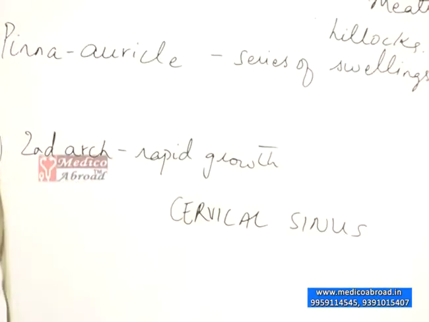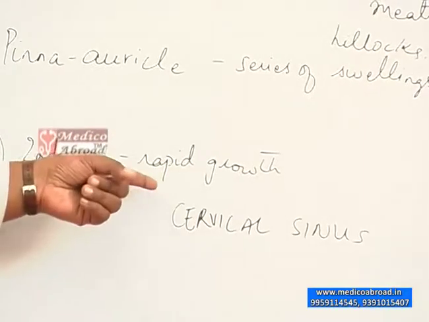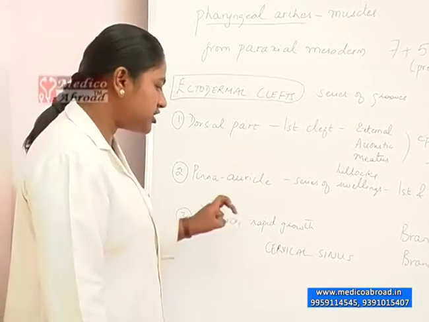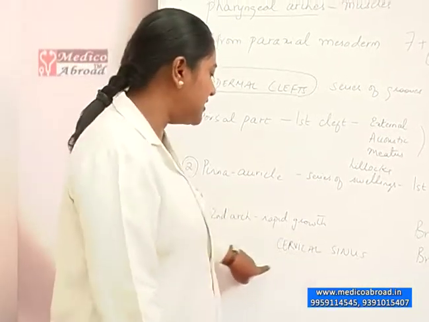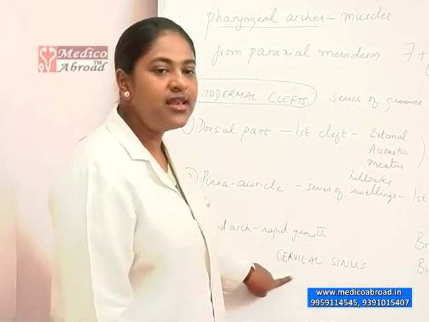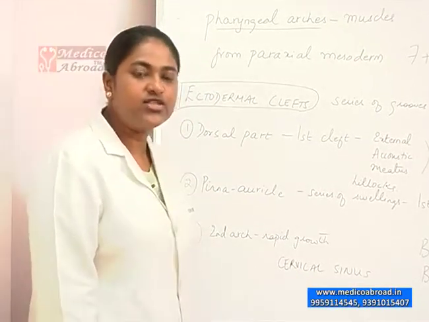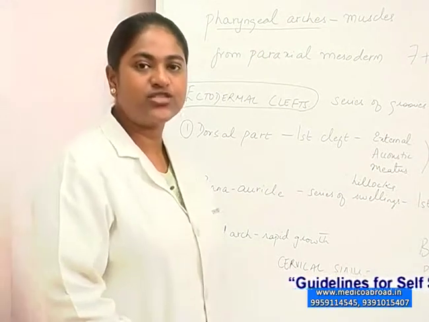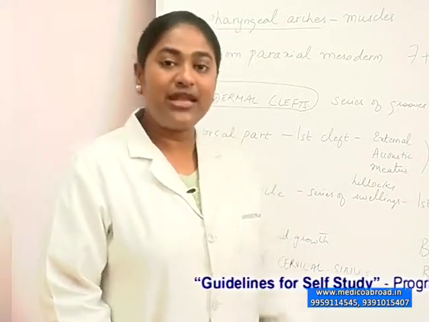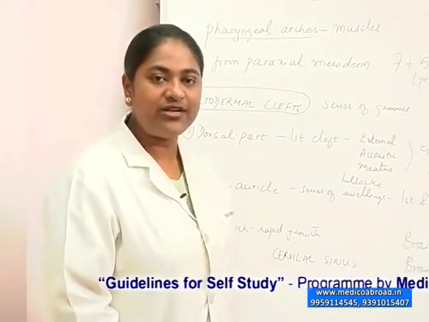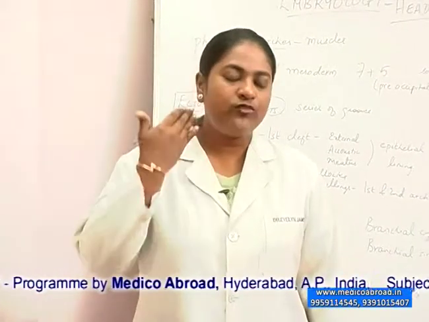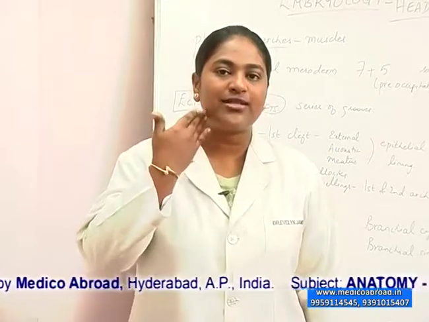There is a space between this hanging overgrowth and the third, fourth, sixth arches, and this space is called the cervical sinus. The cavity of the cervical sinus usually gets obliterated, but if it persists, you will find swellings along the anterior border of the sternocleidomastoid muscle.